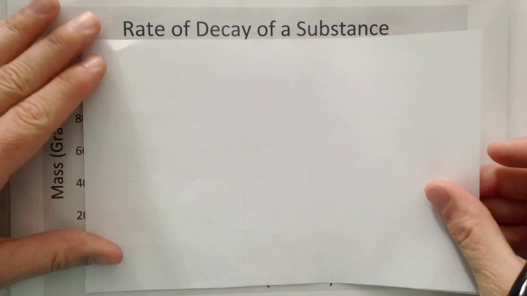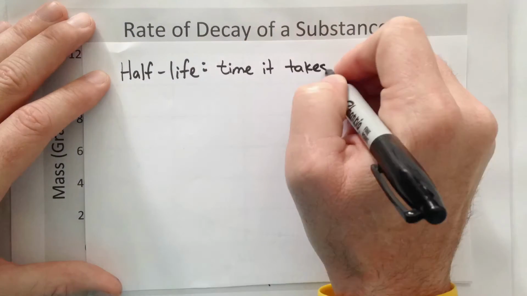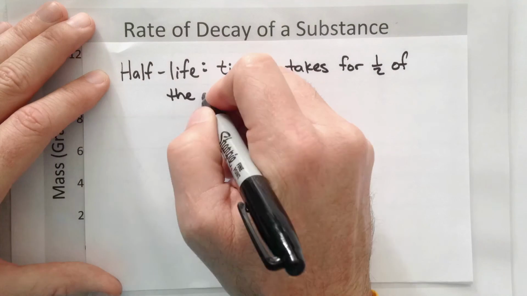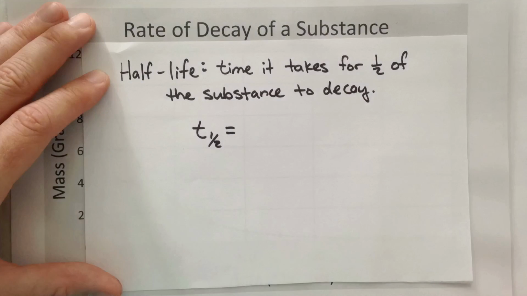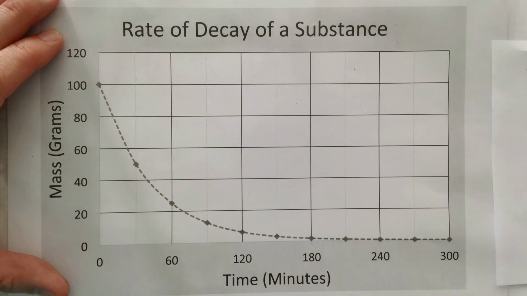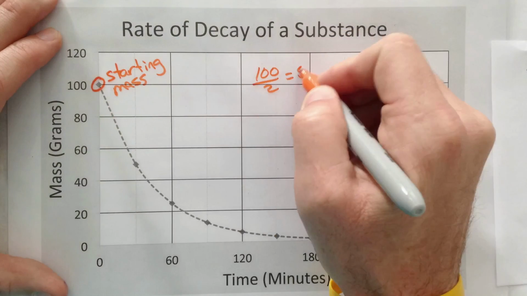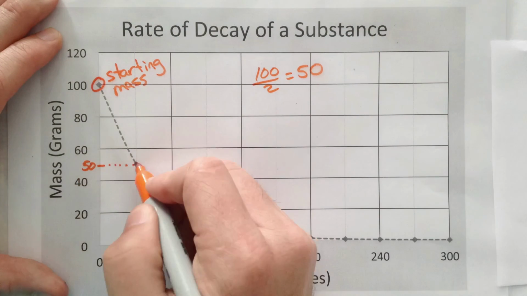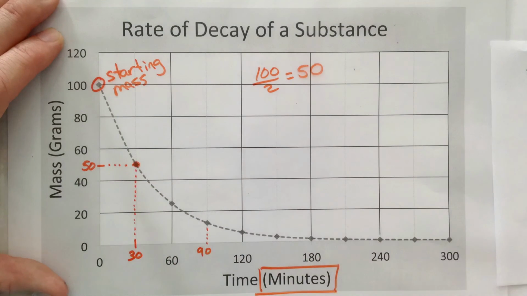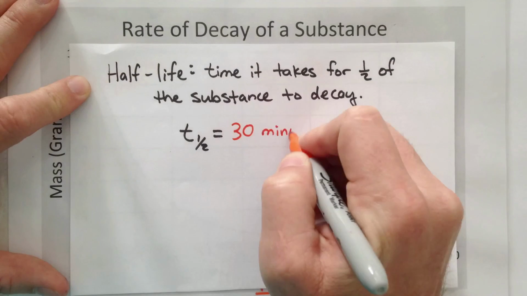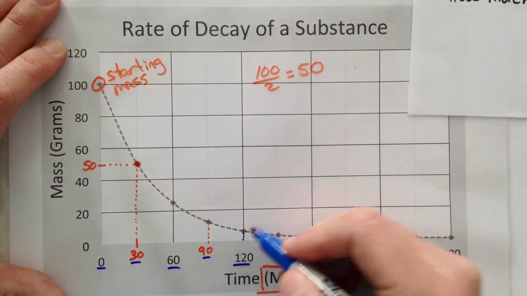Let's take a look at the rate of decay of a substance. A half-life is the time it takes for 1/2 of a substance to decay. We can figure this out, T1/2, on a graph. If we notice that the initial mass is 100 grams, half of that would be 50 grams. So we locate that on the graph and drop it down and see that it took 30 minutes for half the substance to decay.